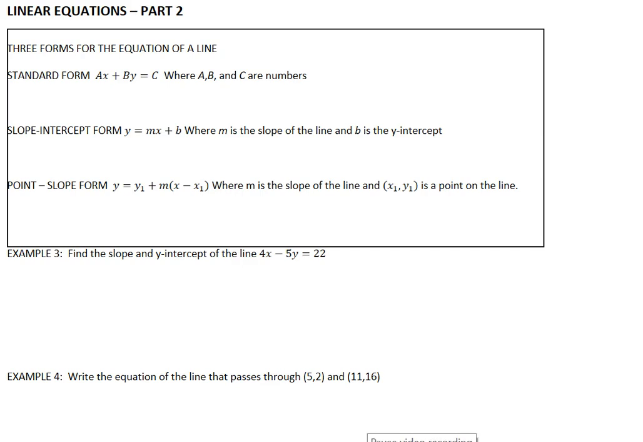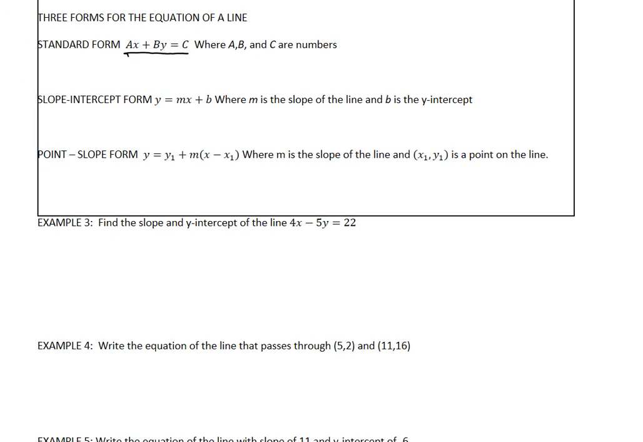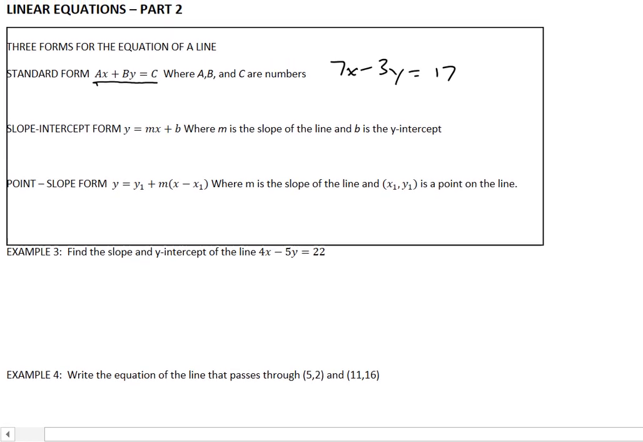We are going to talk about three forms for the equation of a line. Our first form is standard form, ax plus by equals c. A, b, and c are just numbers. So 7x minus 3y equals 17 would be an example. That would definitely be an example.